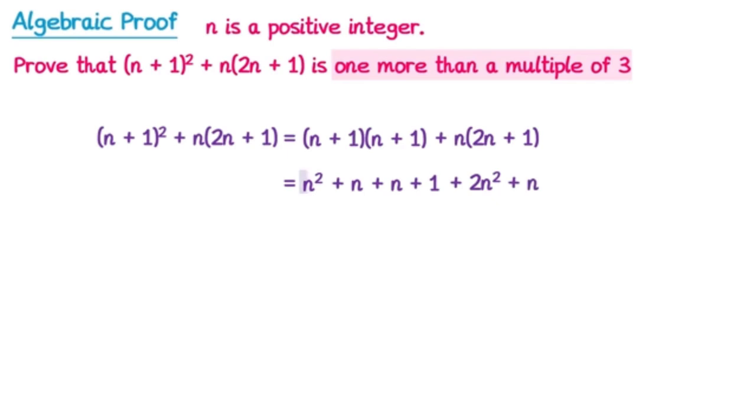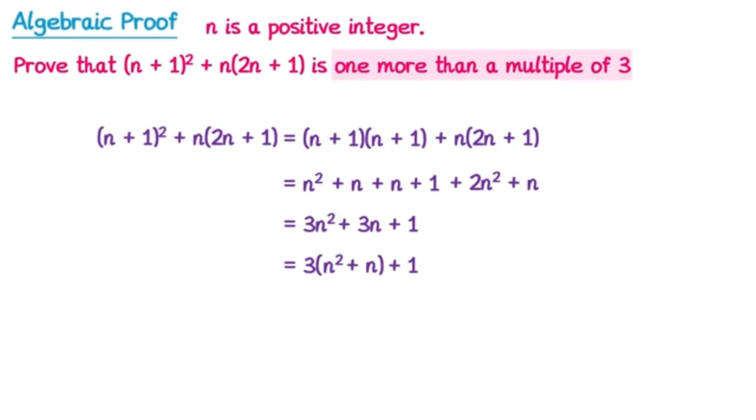When we simplify, we have n squared plus 2n squared, which is plus 3n squared. Then we have n plus another n, so that's 3n. And then just plus 1 here. Now we're trying to show this is 1 more than a multiple of 3. So we have this plus 1 here, which means that this part here must be the multiple of 3. And it quite clearly is because we can factorize a 3 out. So this part is the same as 3 lots of n squared plus n, and then we have plus 1.